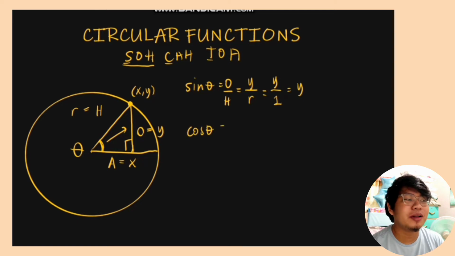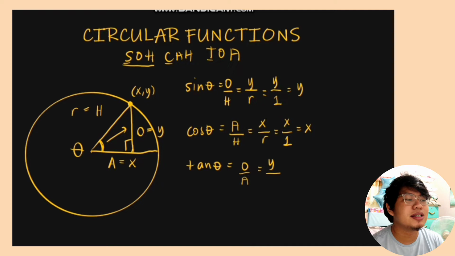Next, cosine theta naman tayo, since that is adjacent over hypotenuse. Ang adjacent side natin is the value of x over hypotenuse is r. And then x is equal over 1, kasi nga radius is 1, and that is equal to x. So, cosine theta is equal to x. Now, for tangent theta, that is opposite over adjacent. Ang opposite side natin again is the y value. Ang adjacent side is the x value. So, yan na yung value niya. Tangent theta is equal to y over x. So, itong tatlong to, ang tawag natin sa kanila is the basic circular functions.